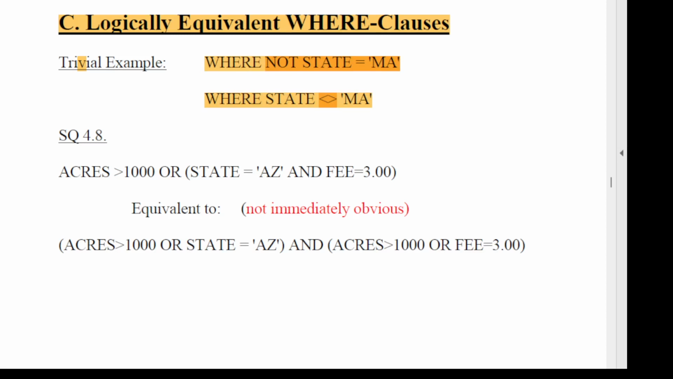Which one might be more efficient? I don't care about that. Which one might be friendlier? I don't care about that at this level anyways. Now, this is a trivial example. Sample query 4.8 that we saw a moment ago, let me go back to it. Acres greater than 1,000 or state is equal to Arizona, and the fee is equal to $3.